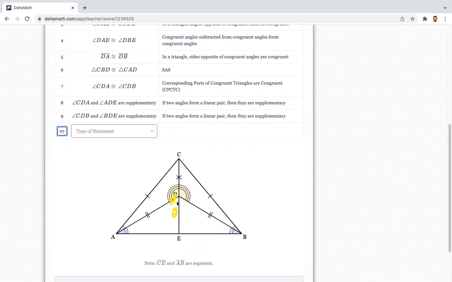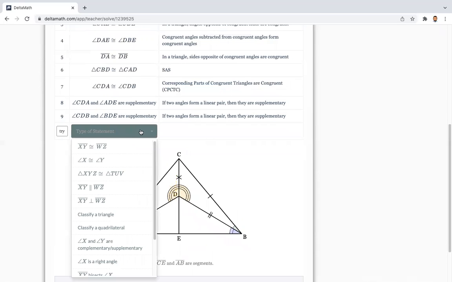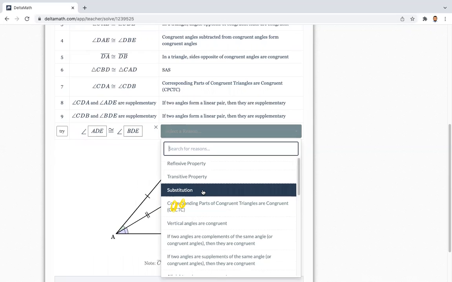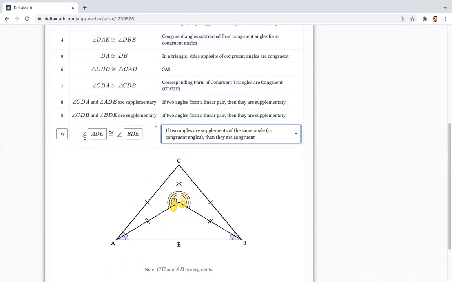come on, buddy, it's not helping my time. Well, I should be able to say that that's congruent to that. Major delay. All right, so I can say angle ADE is congruent to BDE. And the reason is if two angles are supplements of the same angle.